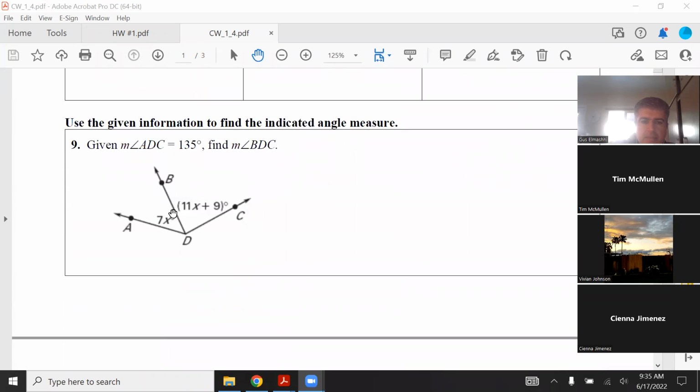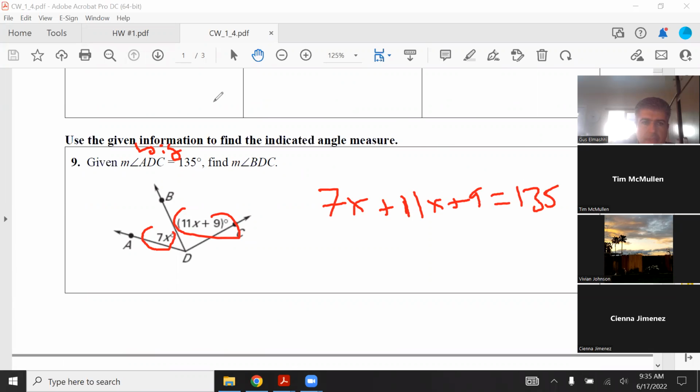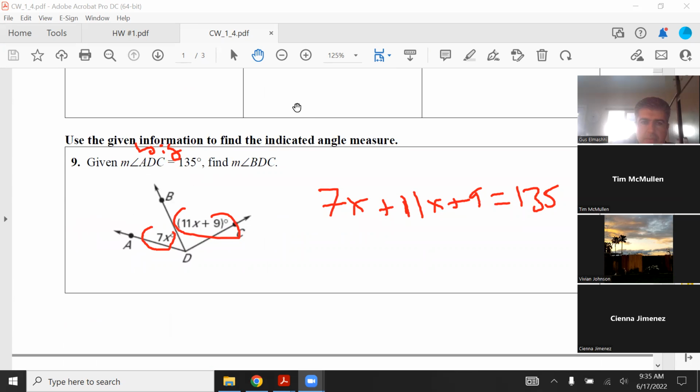9, let me set it up. So this guy plus this guy has to add up to the big angle. ADC is a big angle, right? That's the whole thing. So 7x plus 11x plus 9 has to equal 135. Then it becomes algebra at that point, right? You combine like terms, 18x, and you're going to subtract 9 from both sides, right? Just algebra. What's that going to be? 126. Use a calculator, by the way, if you don't want to do this in your head.